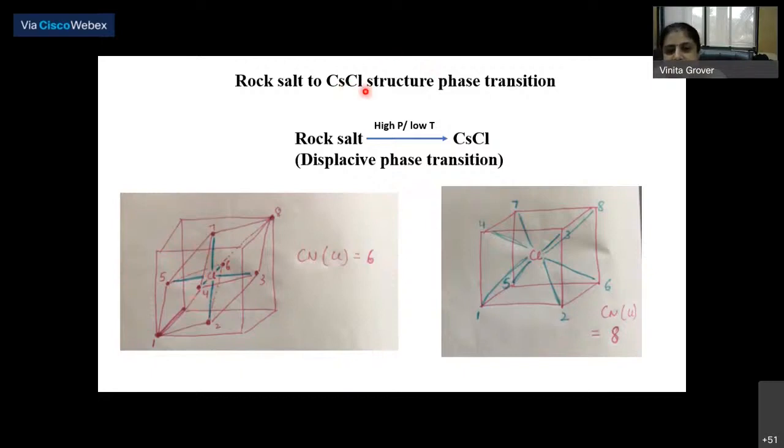And your CsCl is the simple primitive lattice where you have Cl at the center and cesium at the corner, or you can take vice versa also. Here I'm taking Cl at the center because I want to compare it with this. Now, materials with rock salt structure, at high pressure or at low temperature, go to the cesium chloride structure. And that is a displacive phase transition. And how would that be?